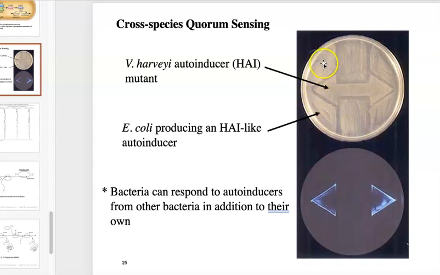At this interface, this E. coli that's producing the harveyi-like autoinducers, the autoinducer molecules are diffusing across this barrier and touching these cells here and autoinducing them, stimulating them to make a grunt load of light to the point where they're bioluminescent right at the periphery. Such a cool experiment.